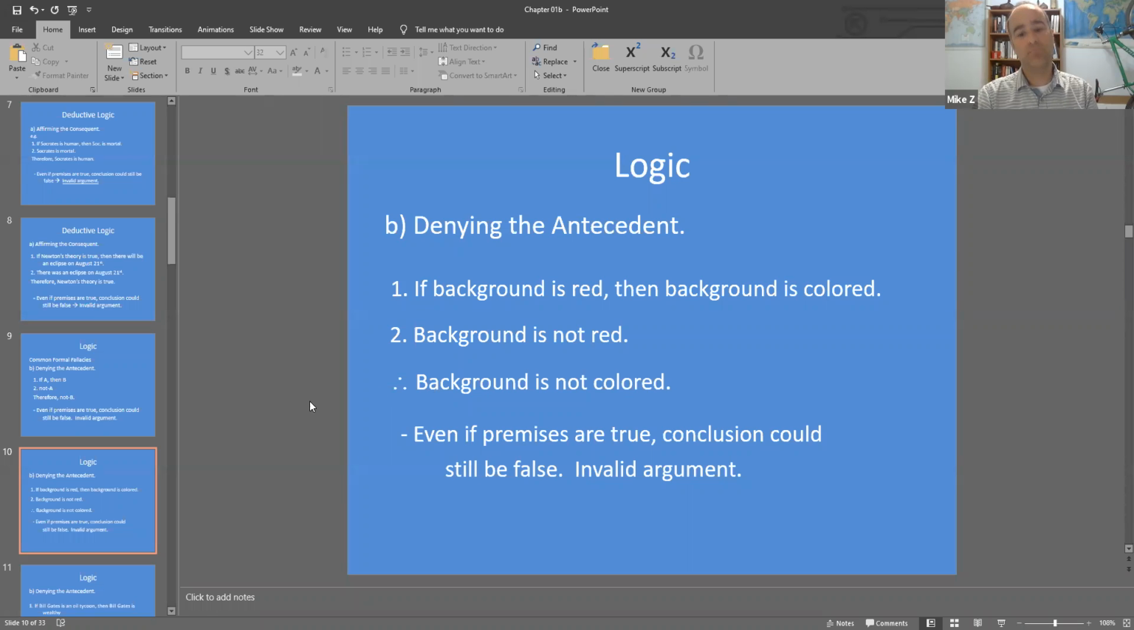It's like, problem, right? Clearly the background of this slide is colored. It just is blue, not red. And so we have a situation where the premises are true, but the conclusion is false. And so we clearly have a deductively invalid argument here.